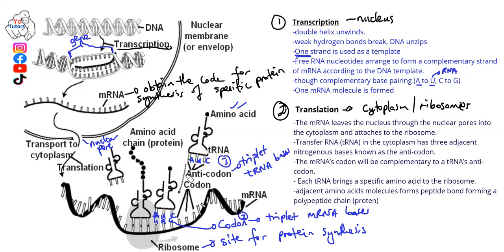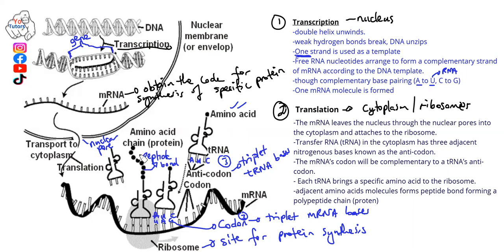Now, what happens during translation? Messenger RNA leaves the nucleus through the nuclear pore and aligns itself with the ribosomes. Then transfer RNA brings amino acids to the ribosomes. Once it brings the amino acids, adjacent amino acids form a bond, and that bond we call a peptide bond. The peptide bond is formed between amino acids. You must always remember that.